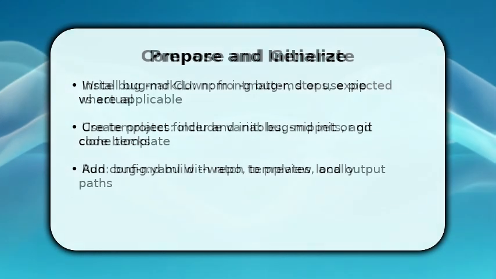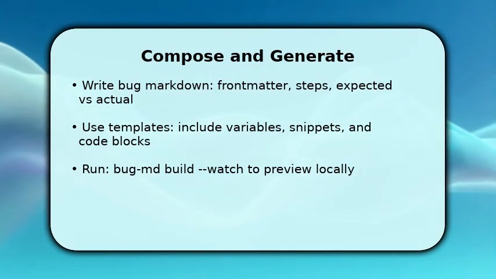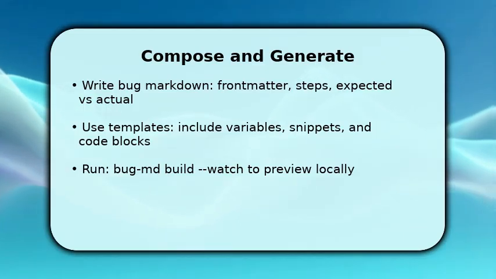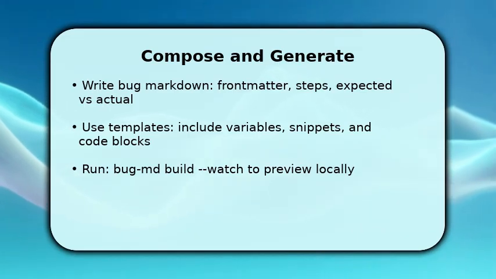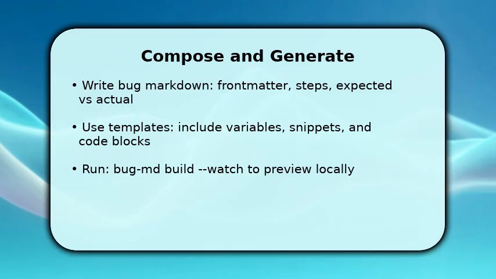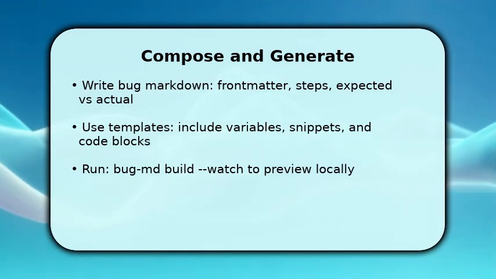Next, compose your Bug Markdown files using a clear front matter block for title, severity, and labels. Then add steps to reproduce, expected versus actual behavior, and logs or screenshots inline. Use the provided templates to inject variables and reuse snippets so each report stays consistent.